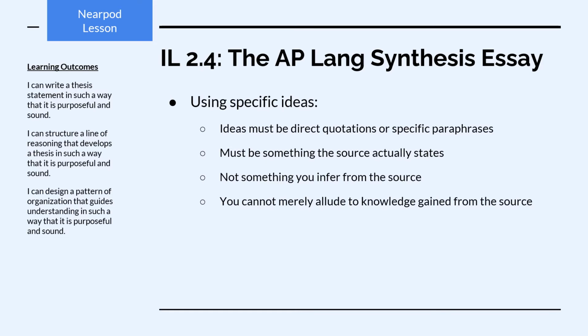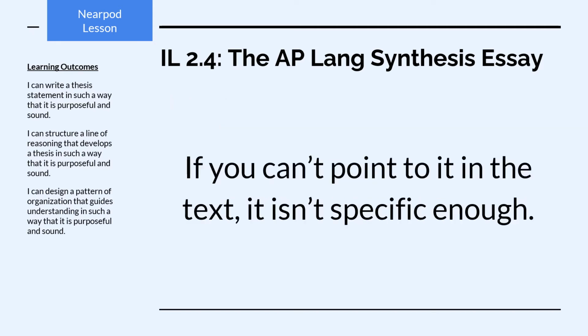When I say that you must use ideas from the source that are specific, that means that the ideas must be direct quotations or specific paraphrases of ideas that are actually stated in the text. It can't be something that you merely infer from the source, and you cannot merely allude to some knowledge gained from the source. That's not specific enough. As a general rule of thumb, if you can't point to it in the text, it isn't specific enough. If you can't put your finger on the words where it says that idea, it's not specific enough.